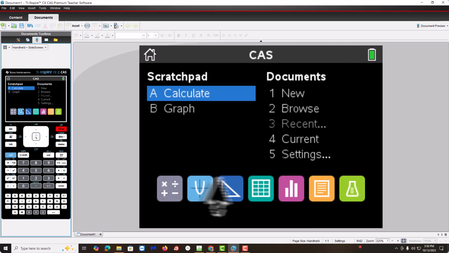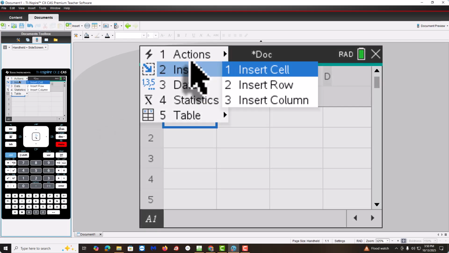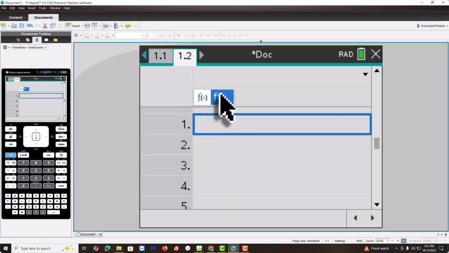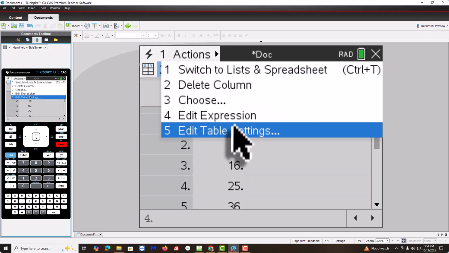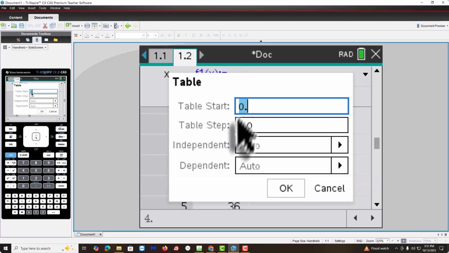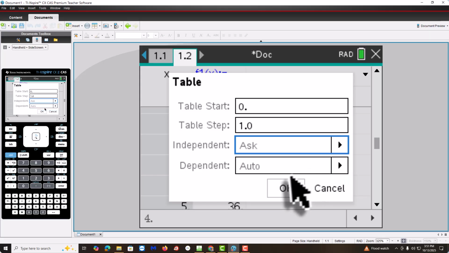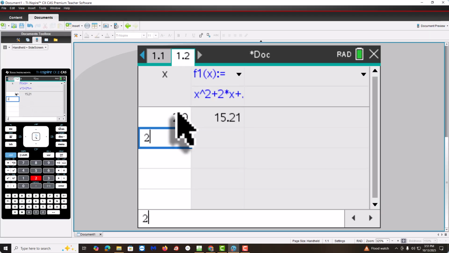So the way we're going to do that is we're going to add a spreadsheet. Now, menu, insert, oh, no, I want to go to table, actually. Switch to table. I want F1. Okay, that's a good start. Menu, go to table. I want to edit the table settings. And I'm going to turn independent from auto to ask. And now I can come over here and record these. So this is doing it numerically.